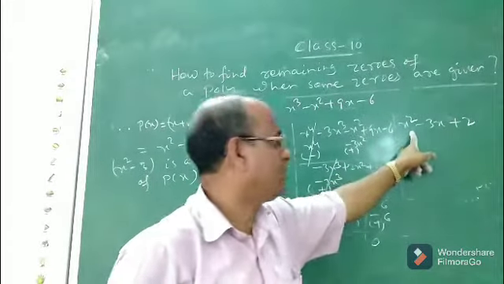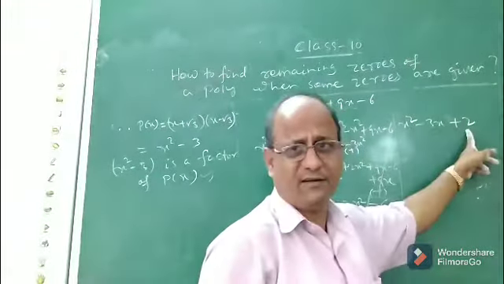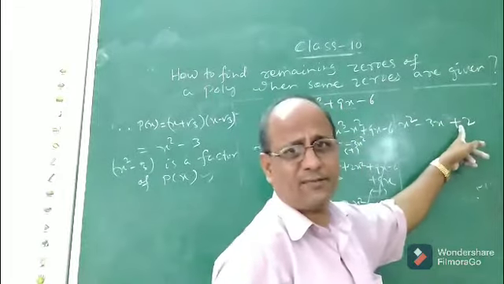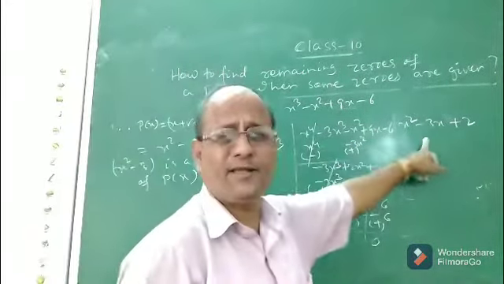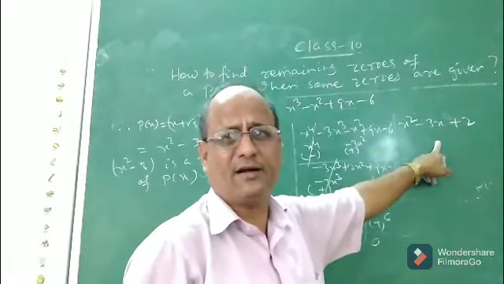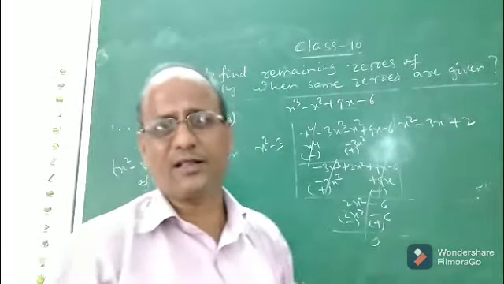This is another factor. Now look at, children, the second factor, that is x square minus 3x plus 2, is a quadratic polynomial. So if you split it by the middle term, the splitting the middle term method, factorization method, you will get the other two zeros.